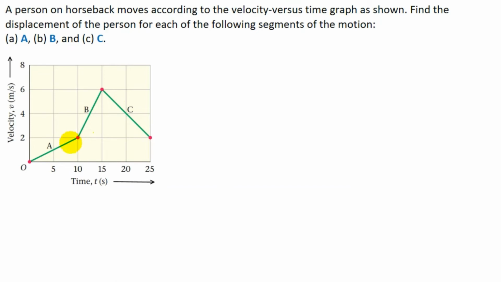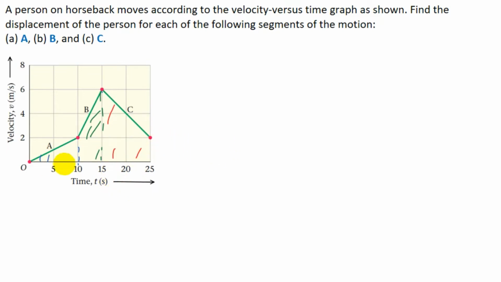Either you can find the area under this curve to find the displacement for this segment A, and this would be the displacement. And for segment B, let me show it with a different color. This area would show the displacement for segment B, and this area would show the displacement for segment C. You can use this method, which I have already discussed in the previous videos, on how this area will give you the displacement.